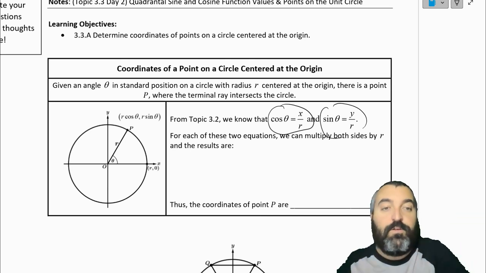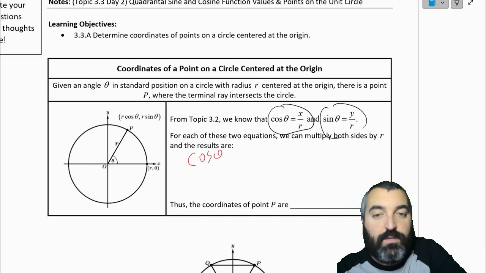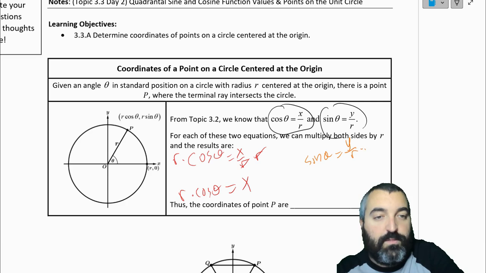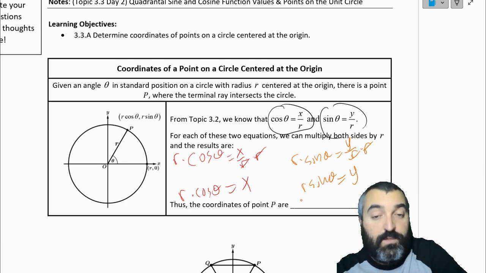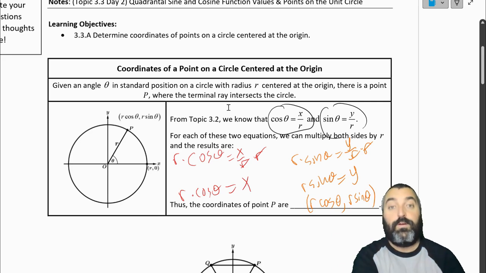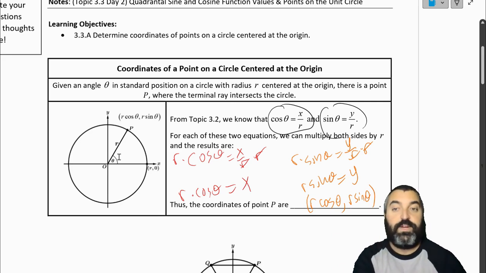Now, if we take those two equations and multiply both sides by r, we get what x and y equal. So if I multiply by r, those cancel, you get x equals r cosine theta. And then I do the same thing with the sine, multiplying both sides by r to cancel that out, and we get y is equal to r sine of theta. So the coordinate point for this point on the circle is always going to be r cosine of theta, because that's the x, and then r sine of theta, because that's the y. And this is how we find points on a circle given the radius and an angle.